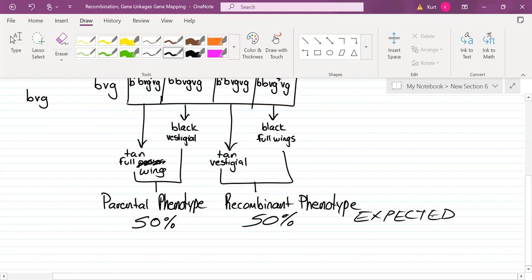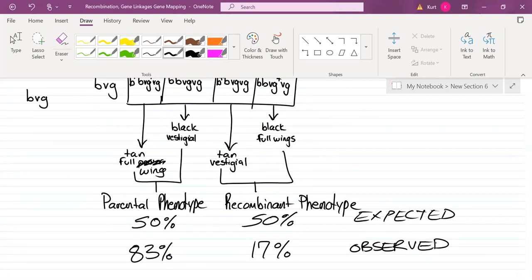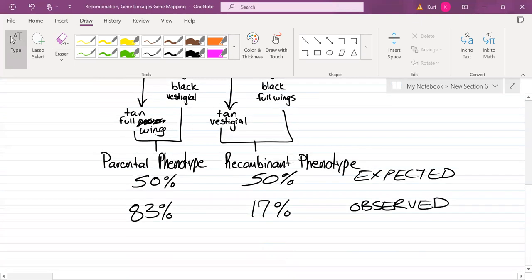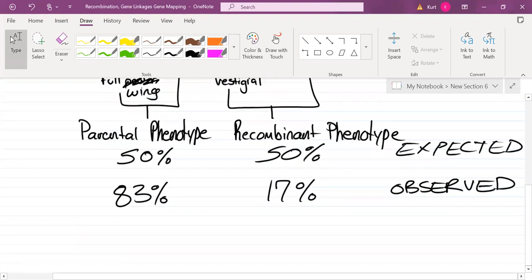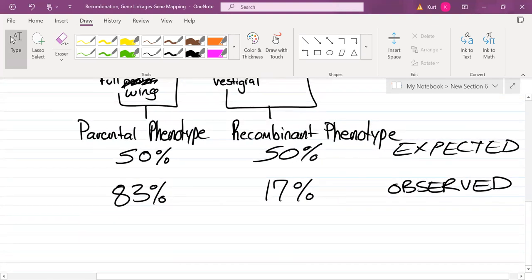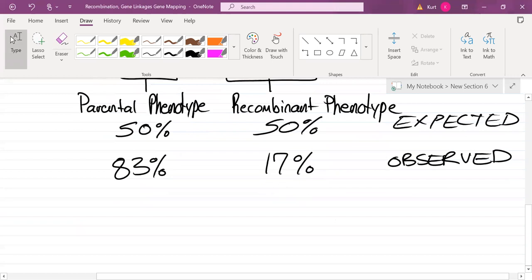Here's what Thomas Hunt Morgan actually observed when he did this experiment more than 100 years ago. I mean, I could get it if it was maybe 60-40, but 83-17? Something's not right, or at least something you didn't understand. And this led him to realize the actual event that takes place in meiosis that is critical to variation. It is called crossing over.